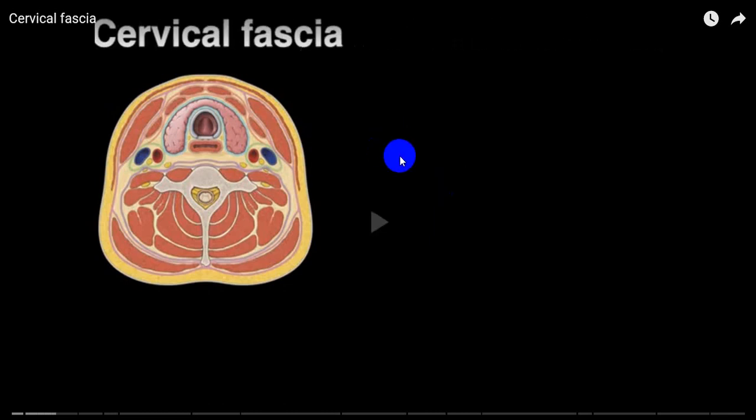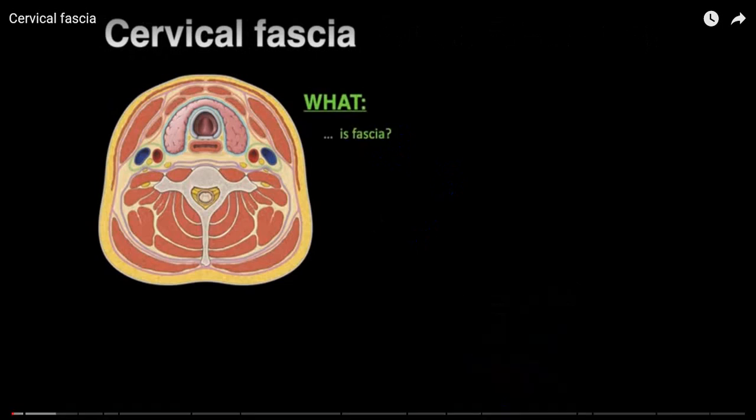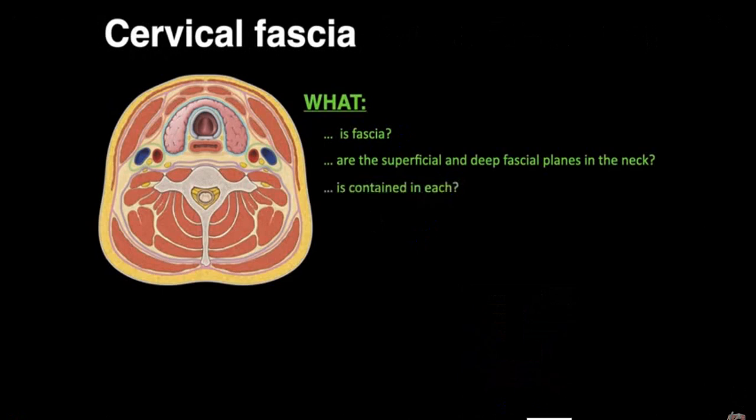Okay, today we're going to talk about cervical fascia and answer the what questions. What is fascia and what are the superficial and deep fascial planes in the neck? What's contained in each of these planes? And what are retropharyngeal and danger spaces?